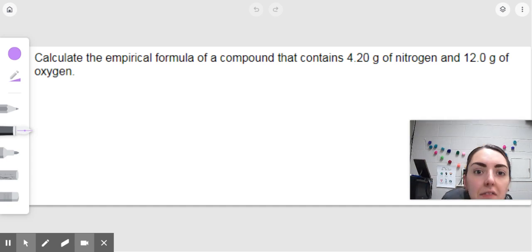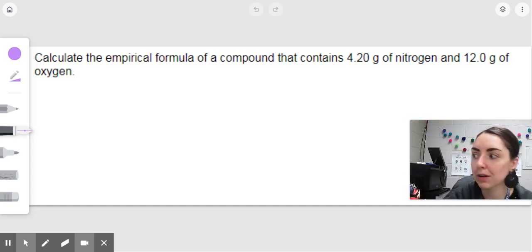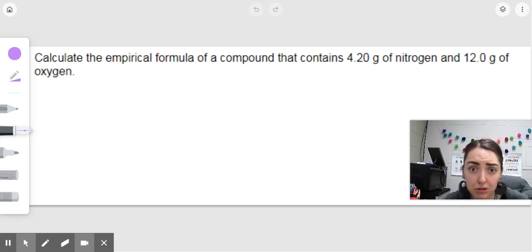Hey all, today we are talking about empirical formulas. If you remember, I told you in class, pretty much from now on, whenever you see something in grams, you should just immediately convert that to moles. We're pretty much not working in grams ever again. Convert it to moles. So that's my first step here.